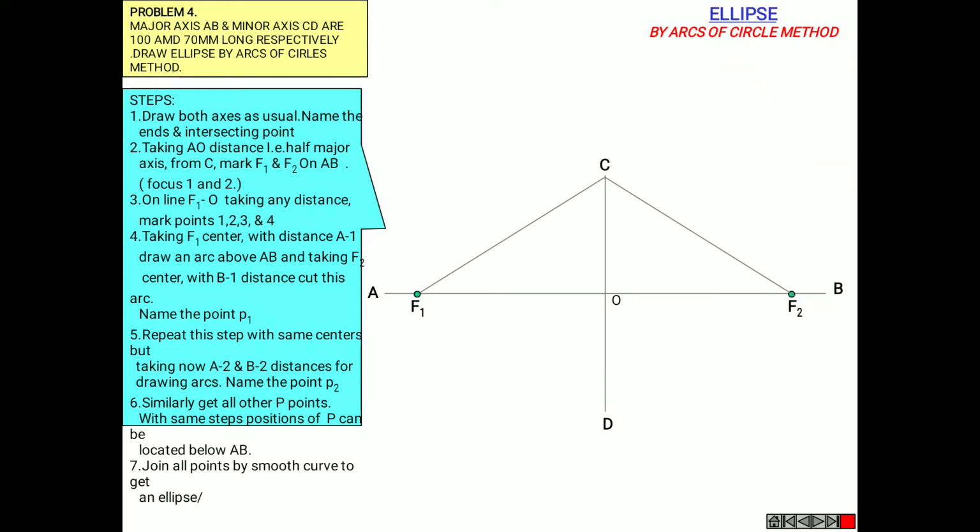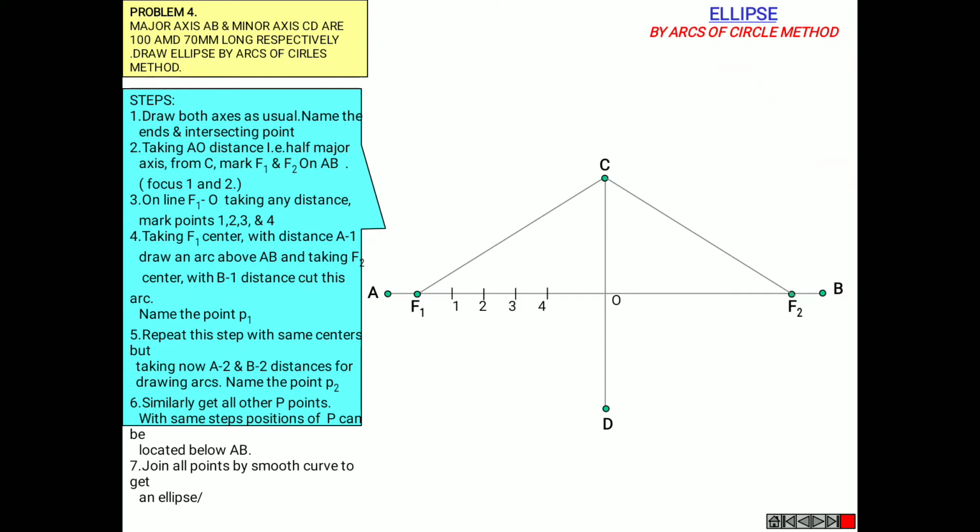And now from F1 to O will be some particular distance. Divide that into four parts that may not be equidistant. See, there are 4 parts, may not be equal, and name them as 1, 2, 3 and 4. Now with F1 as center, A to 1 as distance, draw a line from F1. Similarly with F2 as center, B to 1 as distance, draw a line from F2.